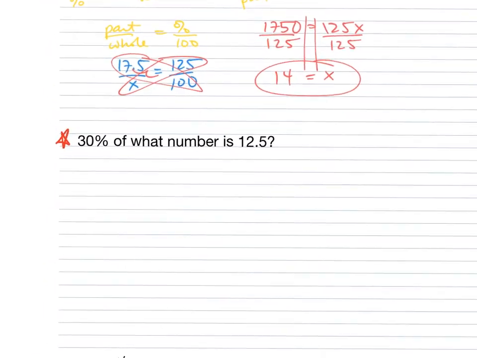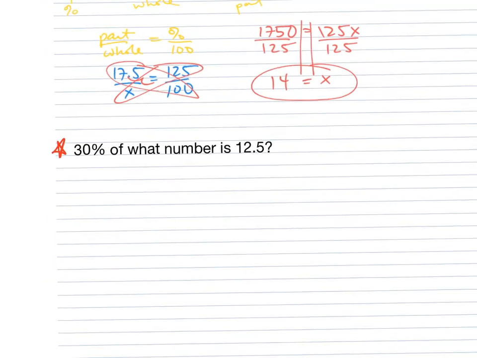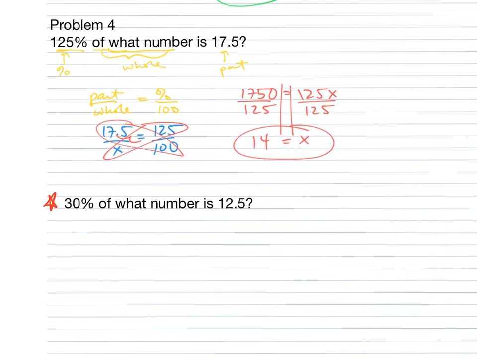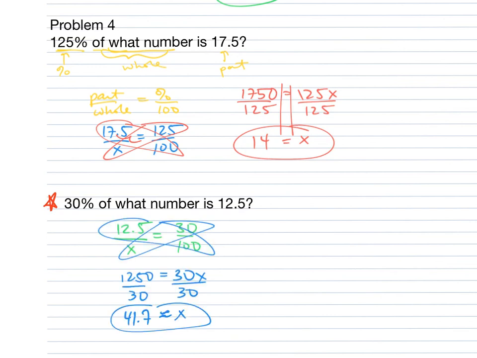Okay, so this one is one for you to try on your own. 30% of what number is 12.5? So use your formula here, plug in your values, and then solve for x, solve for the whole, and then check back for the solution. Okay, and then we get about 41.7 if you rounded it to the nearest tenth.